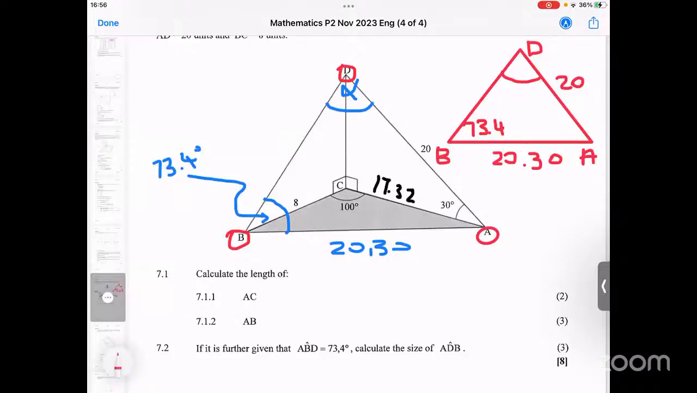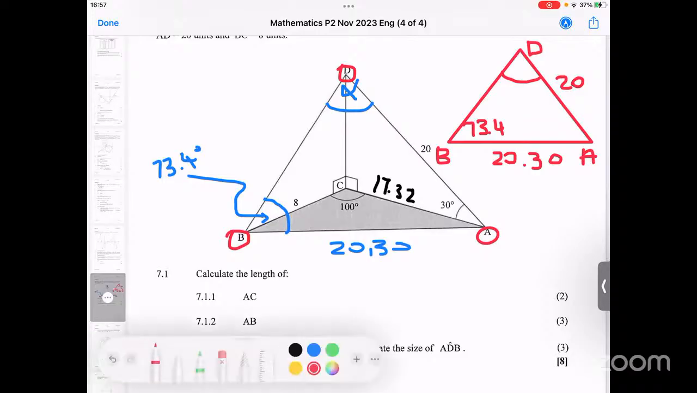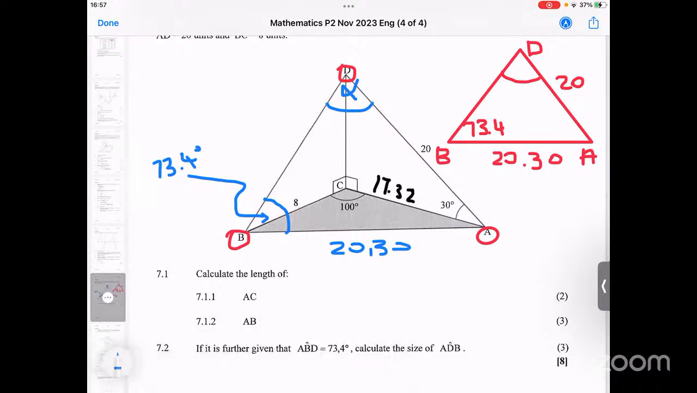So, sir, I don't know if I'm pushing it, but then I would say ABD is equal to 20 times the bottom angle BA times sine 73.4 over 20. So then it would give us a value. Let me write it down. Wait, is it a rule that you are using, or is it a different approach? So it's a totally different approach.